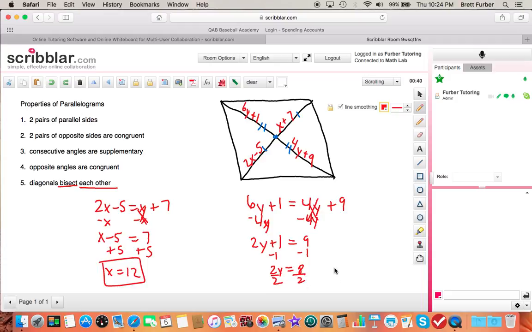And when I solve for y, I'm going to get 4. So x is 12 and y is 4. Again, I'm just using one of the properties and applying it to an algebra problem.